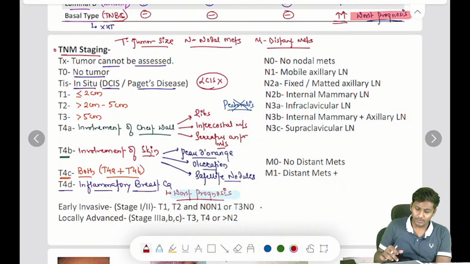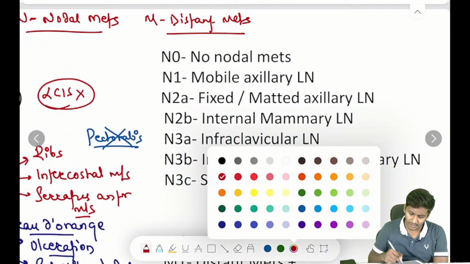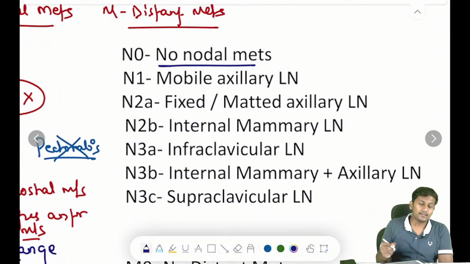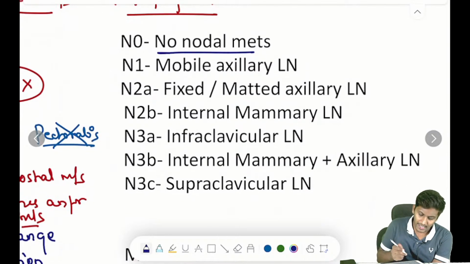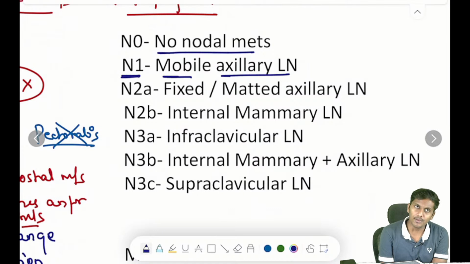Okay, next, children, if I talk about the nodal metastasis, definitely N0 means there is no nodal metastasis. That means no lymph nodes have been involved. Then what does N1 mean? N1 means mobile axillary lymph nodes. What did I tell you? 90% of the breast drains into the axillary group of lymph nodes. So you have to remember that the most common lymph nodes involved in breast cancer are definitely going to be the axillary group of lymph nodes itself.